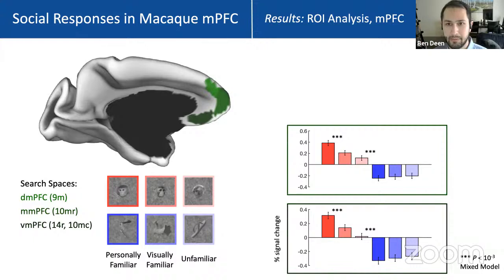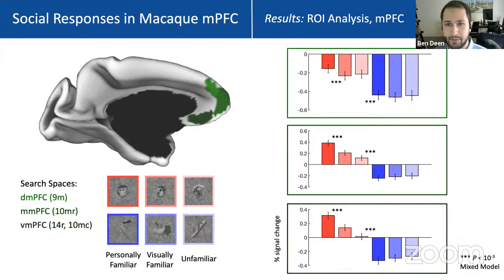In middle medial prefrontal cortex, we see a very similar pattern of results. And in dorsomedial prefrontal cortex, we see a similar pattern, although somewhat weaker, and an overall deactivation relative to baseline. So this suggests that these socially preferring regions in macaque MPFC have a somewhat similar functional profile to corresponding regions in humans, in that they prefer familiar to unfamiliar faces and deactivate to objects relative to baseline.